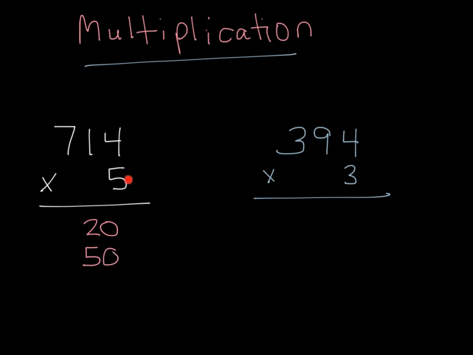And we have 5 times 7, but 7 represents 700. So if I know 7 times 5 is 35, 5 times 700 has to be 3,500. Oh, I should switch over to my writing utensil. I'm going to add them up.